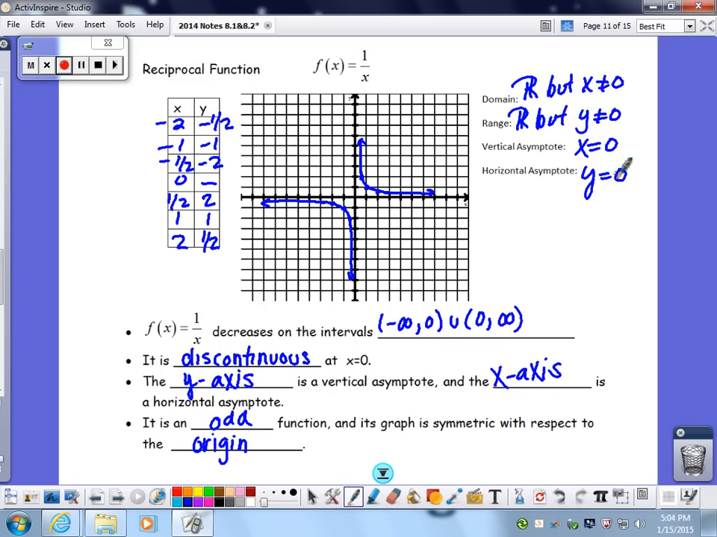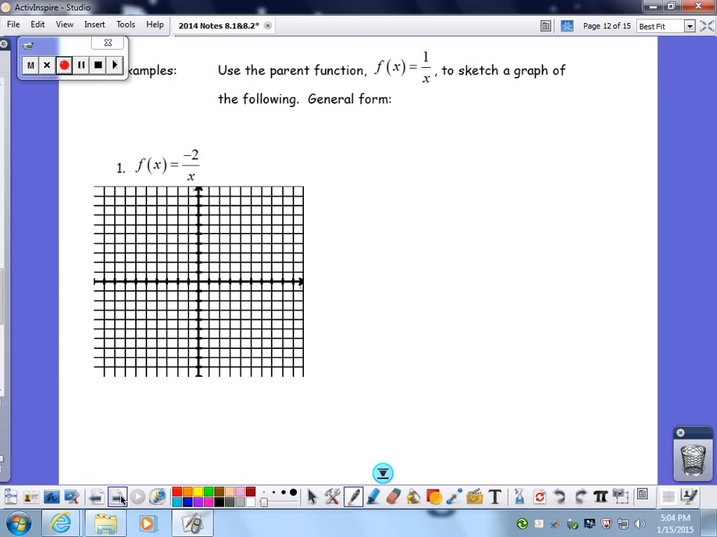All right, so that's the parent graph. So now what we're going to do is look at the general form, and we're going to deal with a, h, and k, just like we've done with all the graphs before. All right, let's look at our first one. We have used the parent graph to sketch a graph of the following.